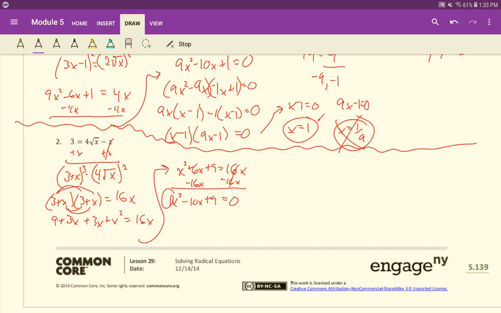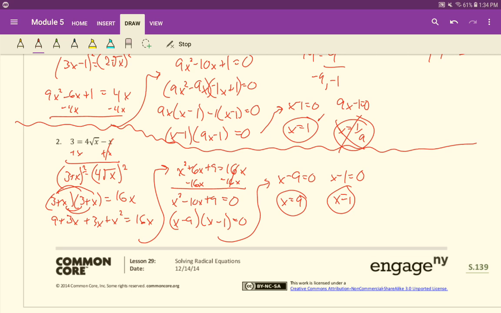And does this factor? Again, since the lead coefficient's 1 here, can you come up with two numbers that multiply to make positive 9, but add to make negative 10? And we can. It's x minus 9 and x minus 1. So we get x minus 9 equals 0, x minus 1 equals 0. x equals 9. Add 1 to both sides. x equals 1. Let's check our work.